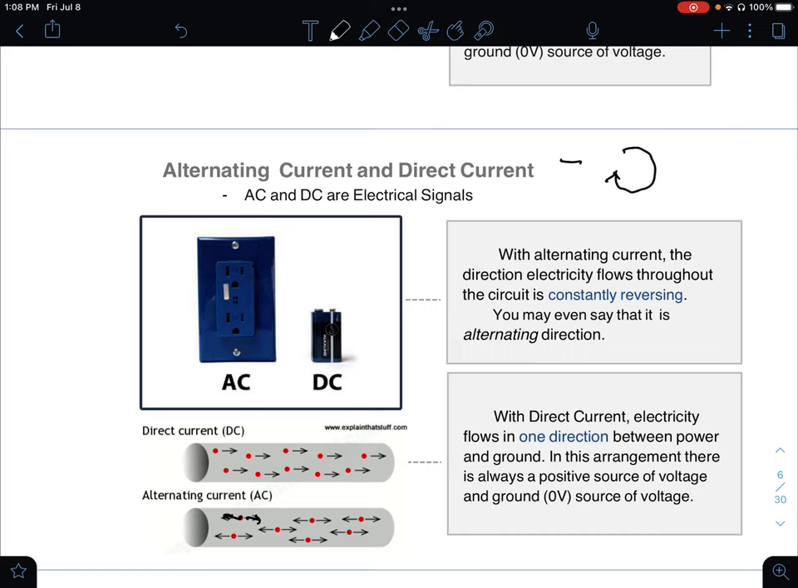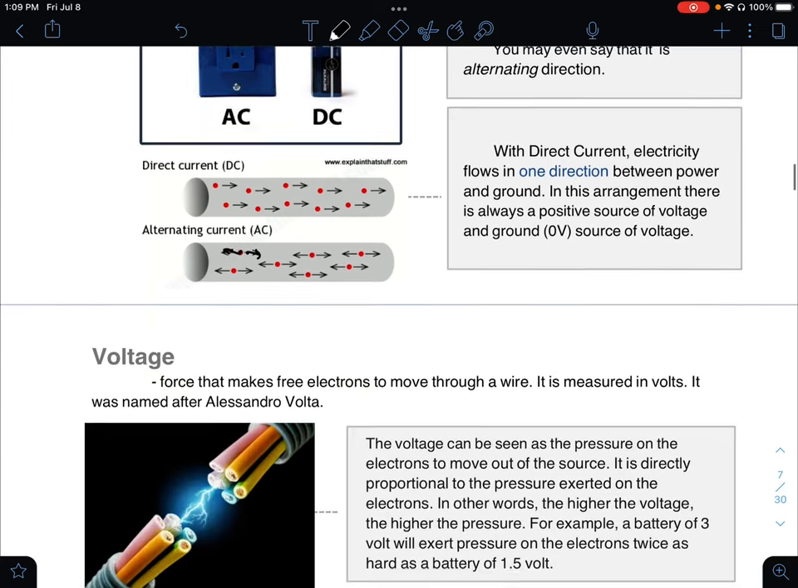For example, we have a circuit. This is always the bigger one, which is positive, no? Okay, so there's an electricity that flows right here in only one direction.